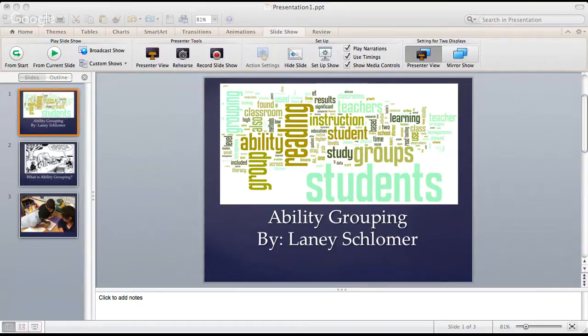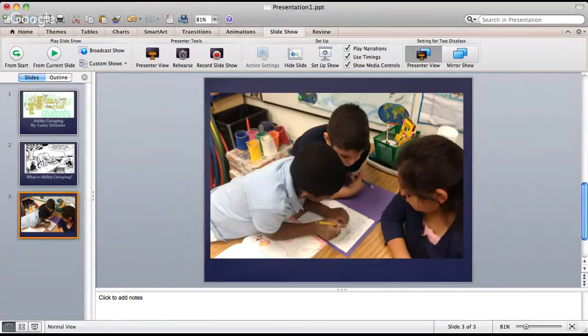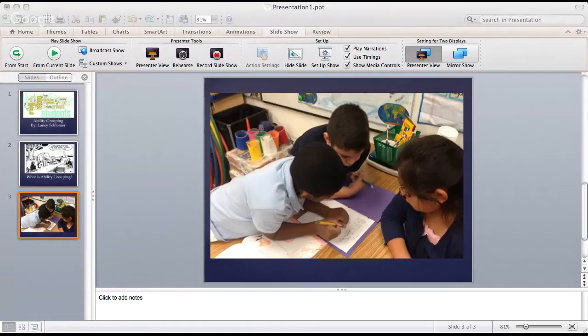The last group is called flexible grouping. Students are placed into groups based on their educational needs. And in this group, it's important to keep in mind that students are continuously evaluated and are placed in groups accordingly. The groups can vary in size. They can occur in small group, whole group, and vary also in age ranges.